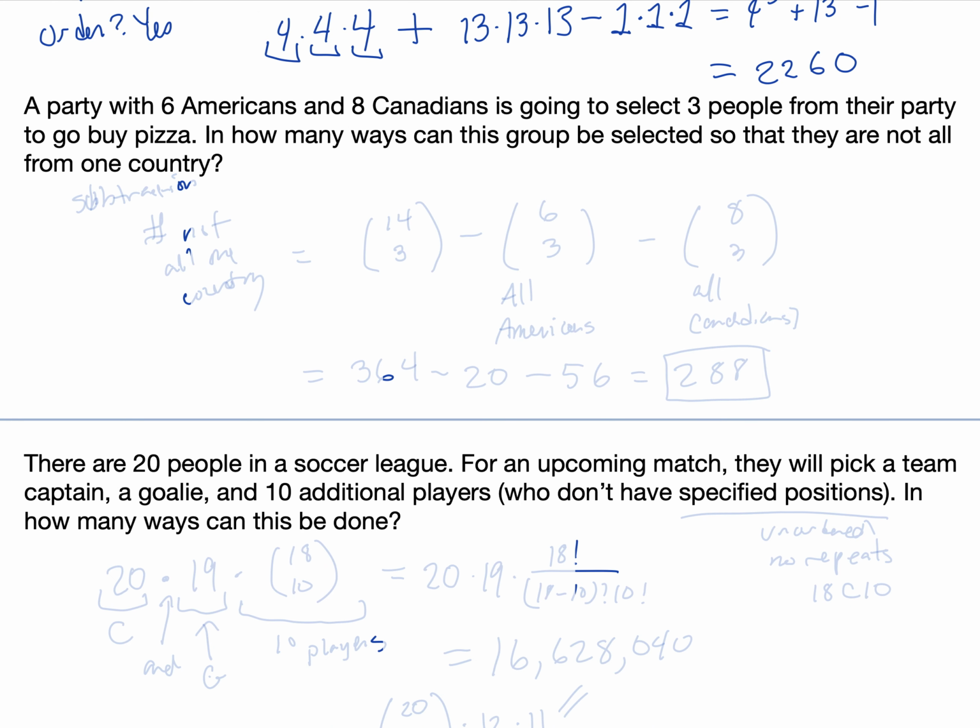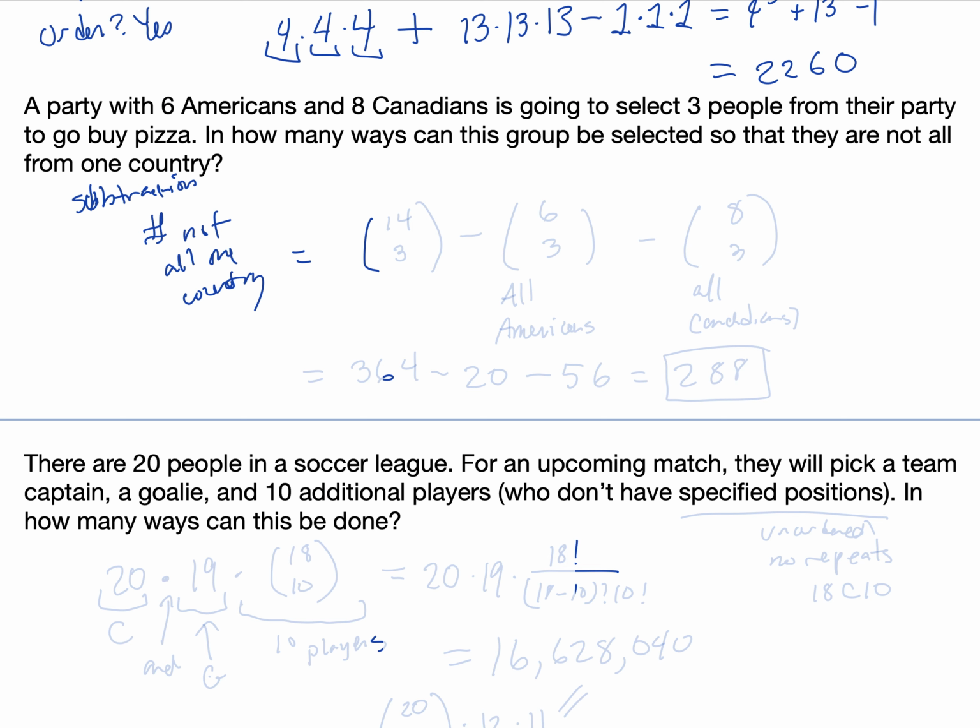Next, we've got a party with 6 Americans and 8 Canadians, and they're going to select 3 people from the party to go and buy some pizza. In how many ways can this group be selected so they're not all from one country? So we can use the subtraction principle for this, that we want to just remove all possibilities that we're not interested in. So the number of ways where they are not all one country would be equal to the total number of ways to select these 3 people.